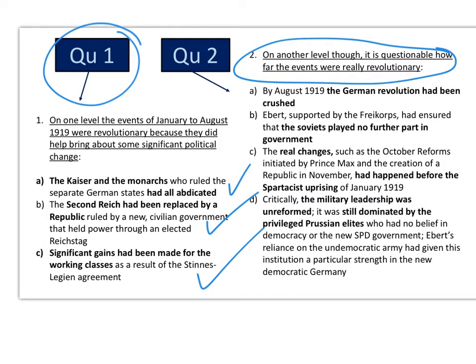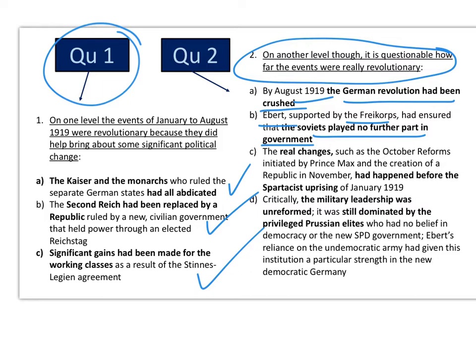So by August 1919, by the summer of 1919, the revolutionaries have been crushed. Spartacists were crushed. Copycat communist uprisings in other parts of Germany were crushed. Bavaria had become a Soviet republic briefly, but that was crushed. Okay, so really the revolutionaries did not win, they were defeated. Okay, which is in contrast to Russia, where the communists did win. Secondly, Ebert, backed by the Freikorps, had absolutely ensured that the Soviets would play no further part in government. Okay, so the workers' councils have been crushed.